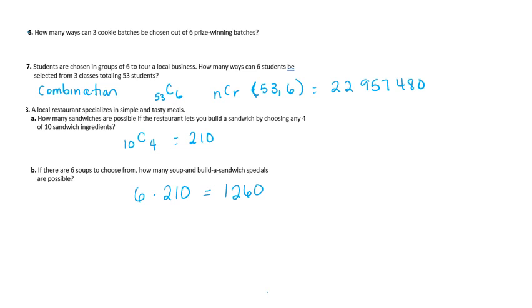So in a permutation order matters. In a combination order doesn't matter, and you can use the statistics functions to type these in to find them. So now what you're going to do is you're going to do 4, 5, and 6. Those tell you if it is a permutation or if it is a combination. And then 1 through 6, and then 13 through 17.